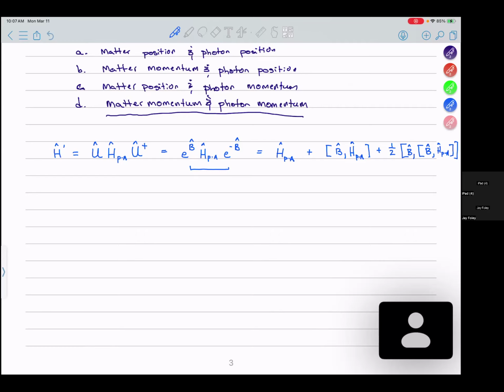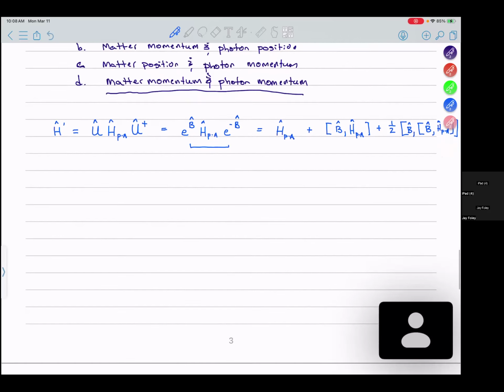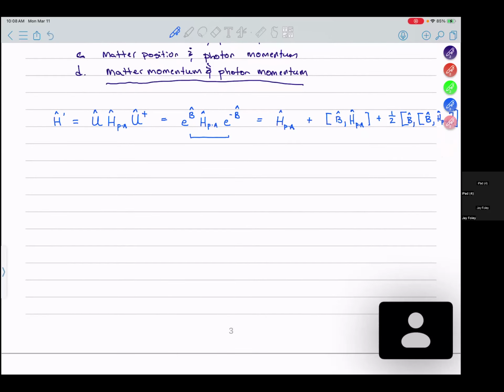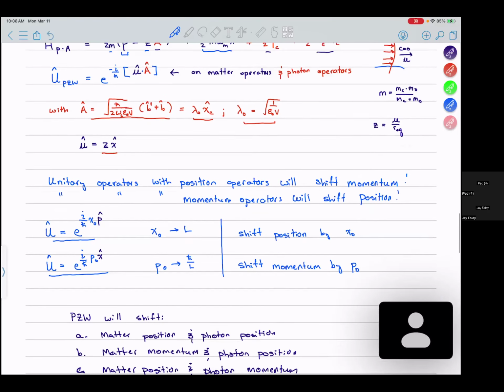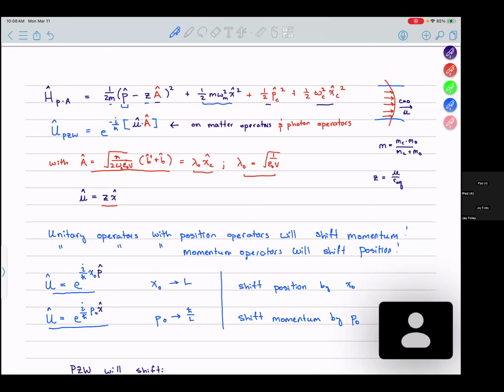But that's okay. We're actually going to find out that we don't need to compute every term. This expansion is going to have a nice truncation, which is exact. So we'll see how that works. So now, how do we define B? Well, let's come back and look at P dot A, our PZW transformation.